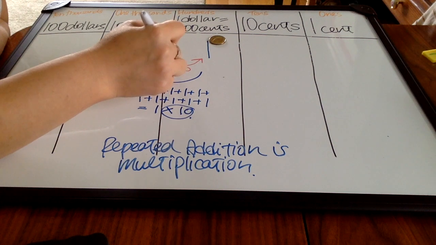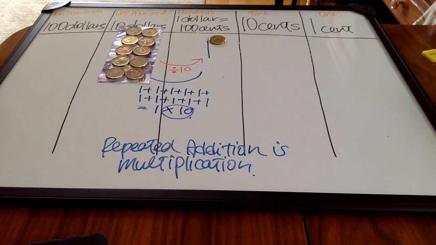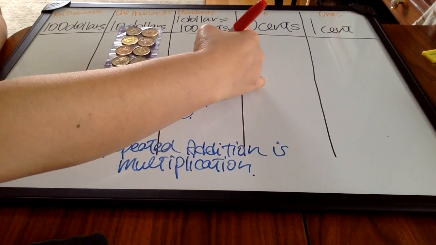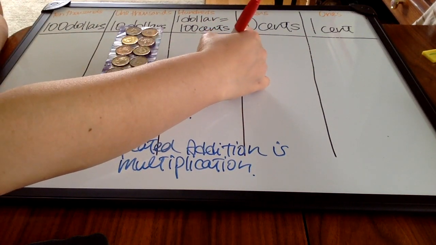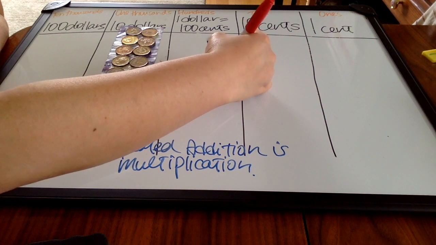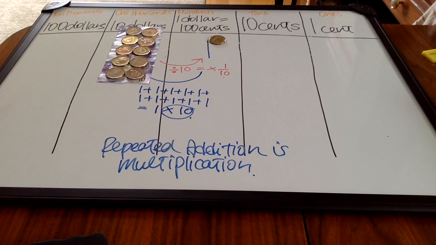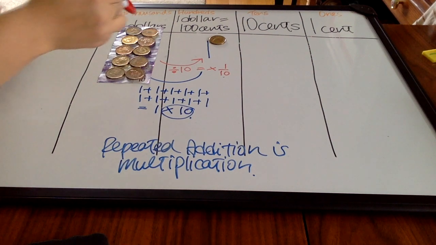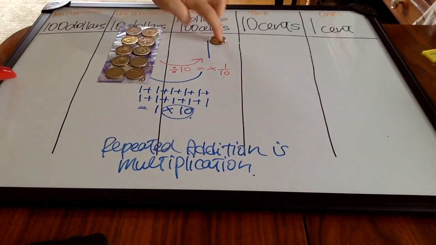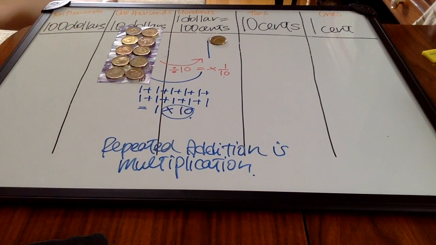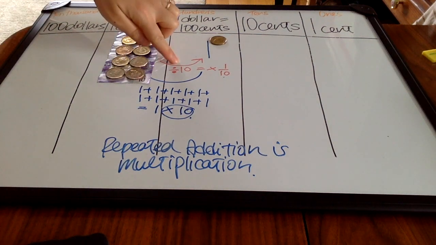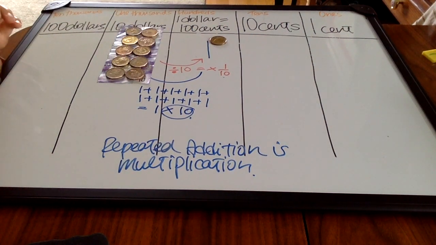Because I'm dividing this into 10 equal parts, divide by 10 can also be represented by multiply by 1/10. So you could do that as well. I'm dividing this into 10 equal parts, and you get $1. So if I wanted to turn $10 into $1, the operation you have to do is either divide by 10 or multiply by 1/10.